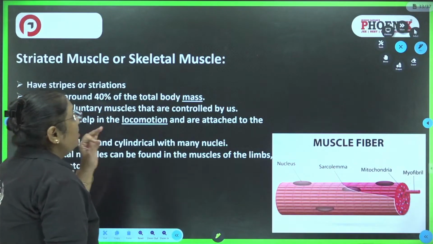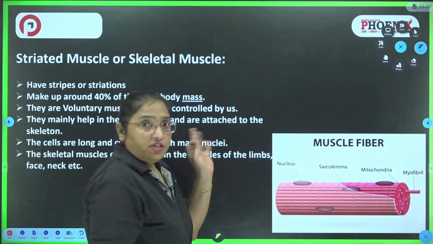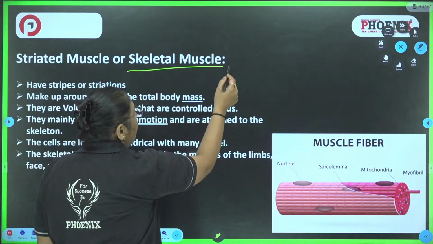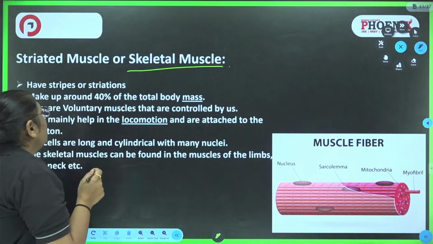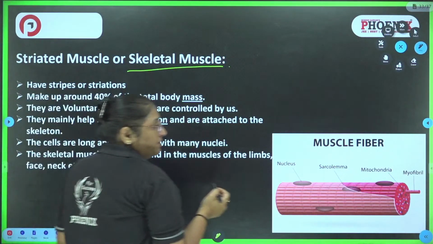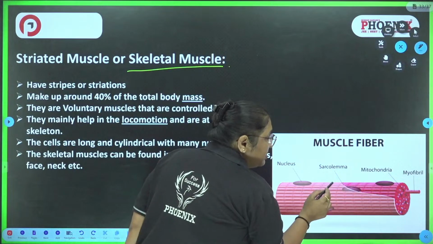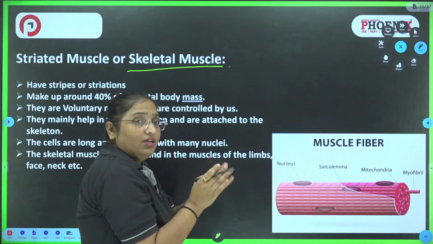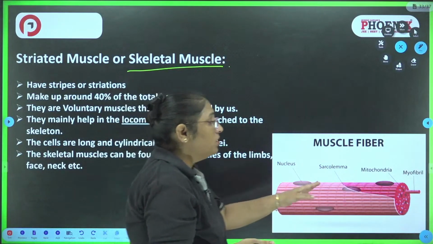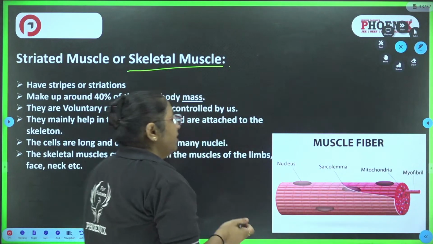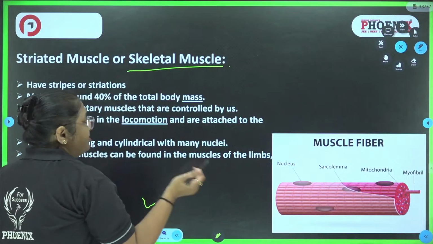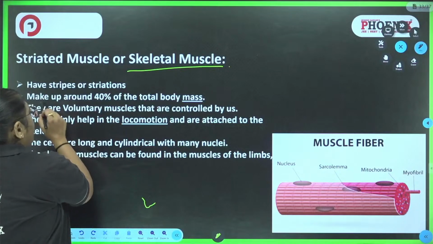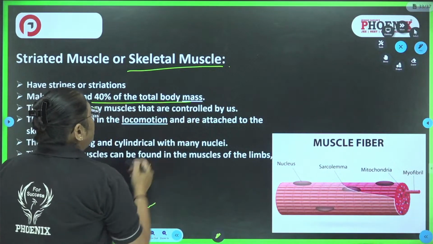Now there are different types of muscular tissues. First we will study about the striated muscles or skeletal muscles. Now it has the strips. Here it is sarcolemma. It is the plasma membrane. जो बाहर की जो plasma membrane है इस सेल की उसको हम plasma membrane नहीं बोल रहे, उसको हम बोल रहे sarcolemma. Nucleus and myofibrils which help in relaxation and contraction make up around 40% of total body mass.